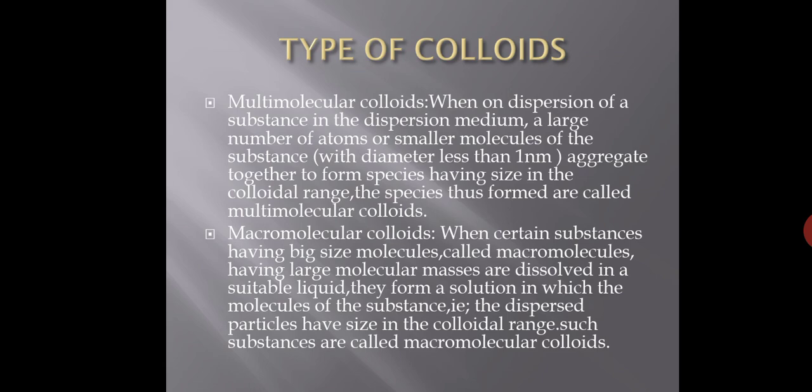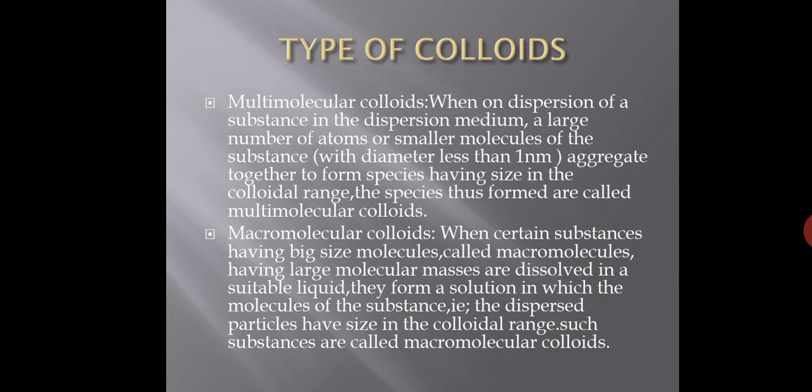Big size molecules, they are already big. In the case of multimolecular, the smaller ones combine and become bigger. Here it is already big size molecules. They are already macromolecules, having large molecular masses. When they are put in a suitable solvent, a suitable dispersion medium, they form a solution of the molecules of the substance. If needed, they break up also, and they give rise to a colloidal range. The particles come in a colloidal range, so that sort of colloid is called macromolecular colloids.